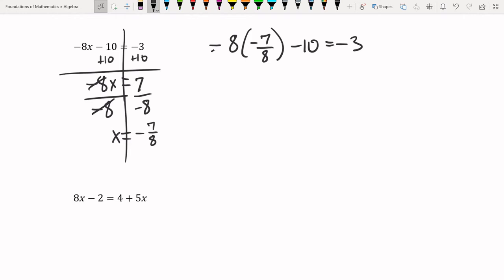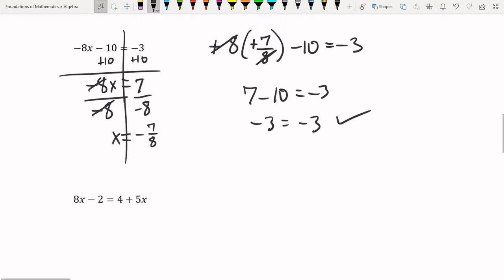Checking our work here. Negative 8 cancels with that negative and that 8 there. Two negatives will always cancel. That's the reason why I cancel them like that. And the 8's cancel, giving us 7 minus 10 equals negative 3. And 7 minus 10 is negative 3.